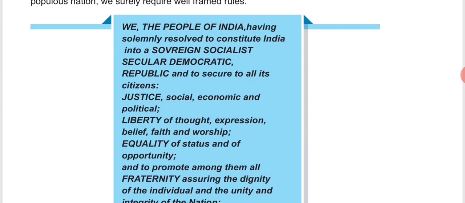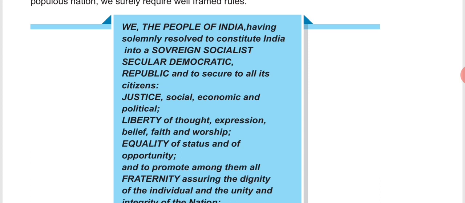We'll understand it one by one. Here, in the second line, the first word you can see is solemnly. Solemnly means with deep sincerity. Solemnly resolved: resolved means to firmly determine. If we are determined to do something very firmly, that means resolved. So we the people of India have solemnly resolved, that means we have sincerely decided, or we are determined, to constitute India into a sovereign.